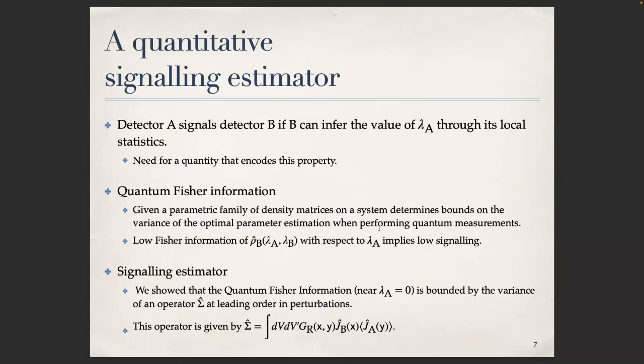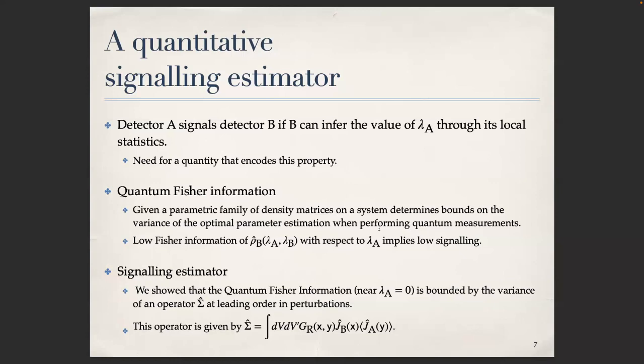We calculated it. You just take the whole evolution, expand everything to the leading order, and calculate the quantum Fisher information of the reduced density matrix, the local statistics of detector B, with respect to the coupling constant of detector A. What we got is that the evolution can be thought of as a unitary with respect to the parameters of detector A, and in that case, the quantum Fisher information will be given by the variance of this operator. That's a technical thing. You can check that when the evolution is unitary, the Fisher information is bounded by the variance.